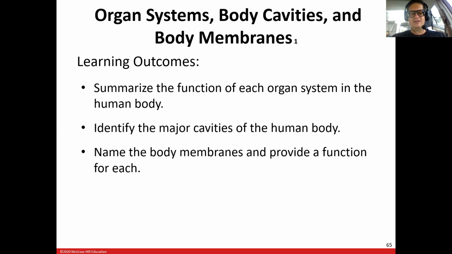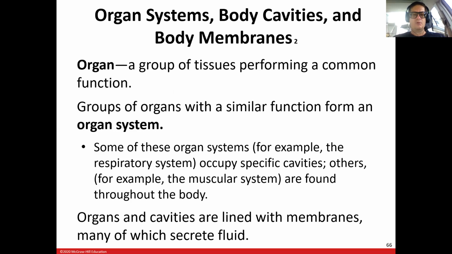The main membrane that we deal with in the abdomen is going to be the peritoneal membrane. Anyway, but we'll get to it. So this is what we're going to do. An organ is a group of tissues that have a common function. Groups of organs that work together have a similar function, or organ system.